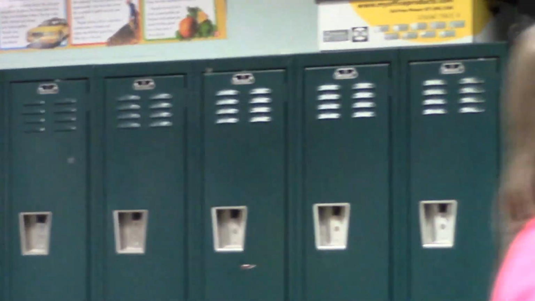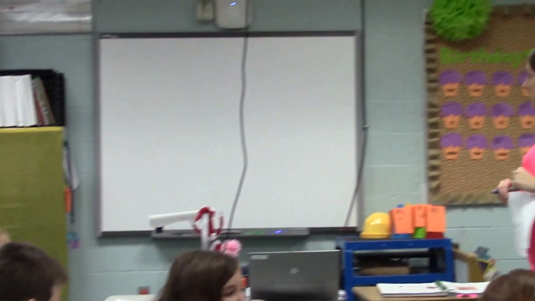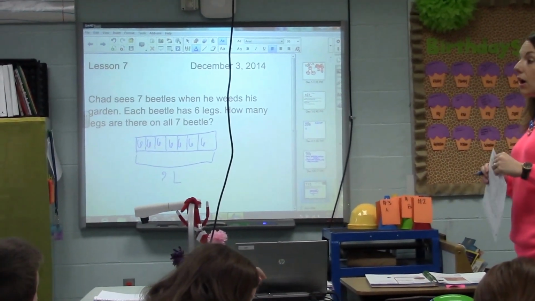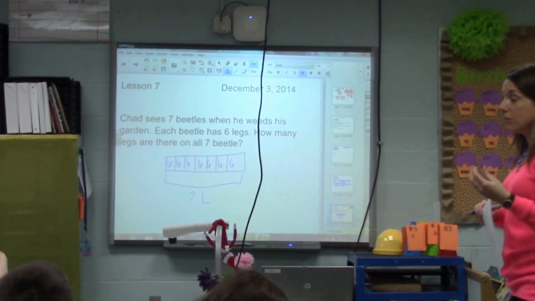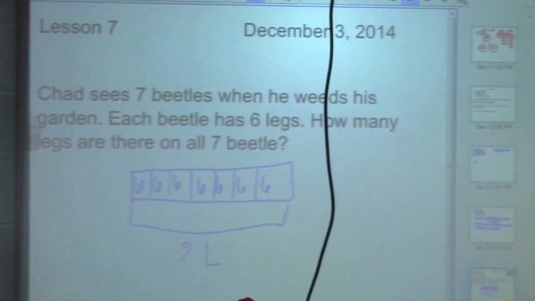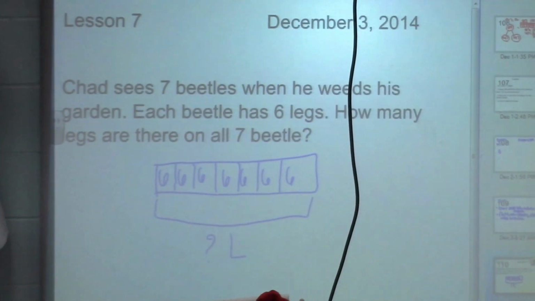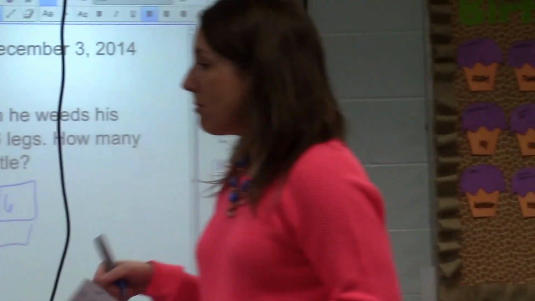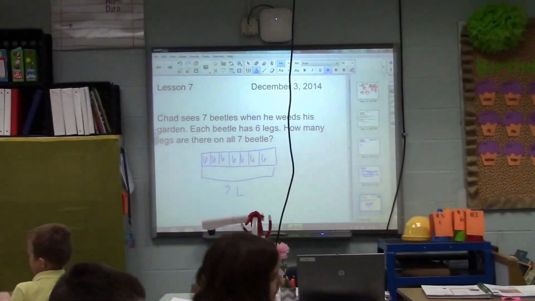What did the letter L represent in our problem? Legs, right? And what was the legs in our problem? 42. Well, 42, but what was it in our word problem? We knew how many beetles and we knew how many legs each beetle had, so what did the L represent in our problem? Legs. One beetle or all beetles? All beetles. And did we know that in the beginning? No. So how many legs do all 7 beetles have? 42. Good job.